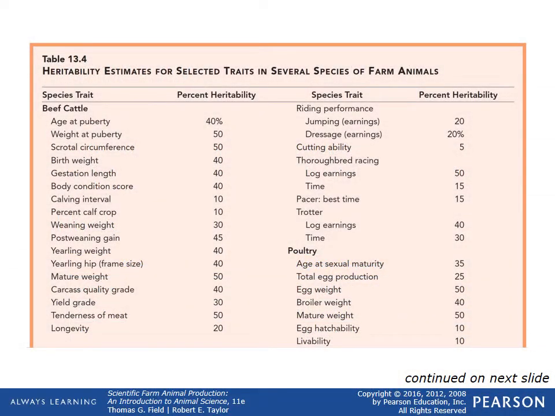This gives you some examples here on heritability and how to express that, and this is continued on to the next slide, by the way. So we just pick a couple out there on beef cattle. For example, weight at puberty is about 50% heritable. Scrotal circumference in bulls and beef cows, about 50% heritability, very high. So if you have a very sound scrotal circumference bull, his offspring is probably going to have the same thing. Birth weight's up there, body condition scores up there. Percent calf crop, very low heritability, only down there at 10%.